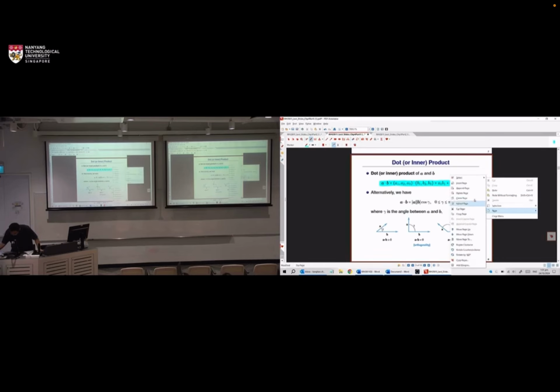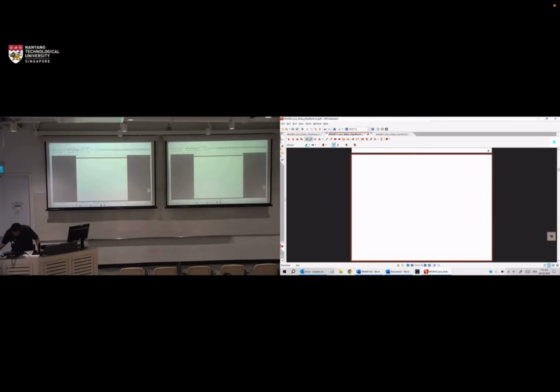You can see the formula here. I give you some numbers so that it's easier to see. Dot product of 1, 2, 3 dot with 4, 5, 6 gives you 1 times 4 plus 2 times 5 plus 3 times 6. That gives you 4 plus 10 plus 18, which gives you 32. That's the dot product.